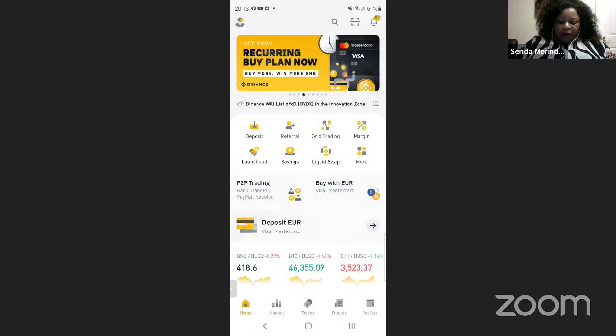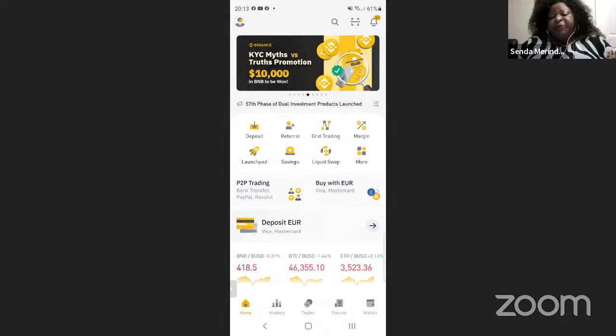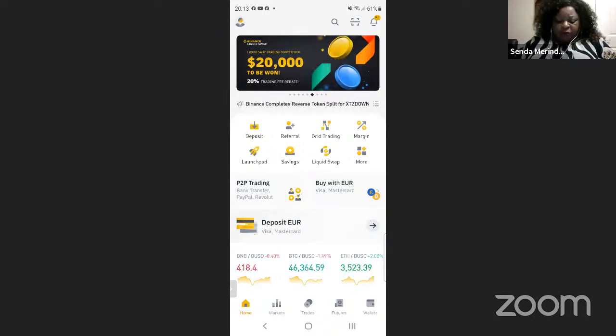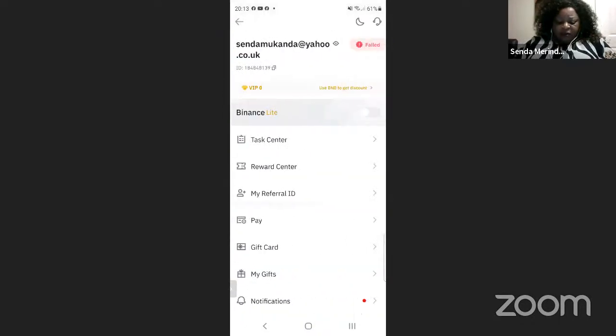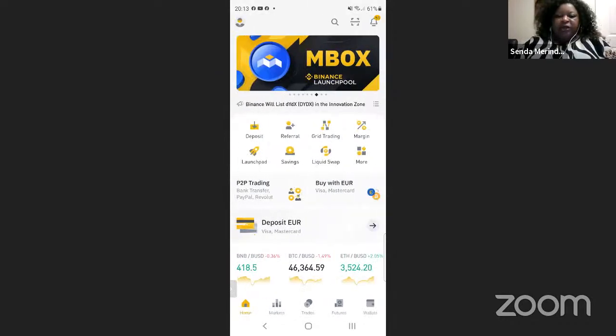So make sure, if you are new here and you've downloaded your Binance, that you go to the top here on the avatar, and then change this to Pro. So make sure it's on Pro. You can see yours will be on Binance Lite and it will be highlighted. So make sure you change it. Mine is already in the Pro.